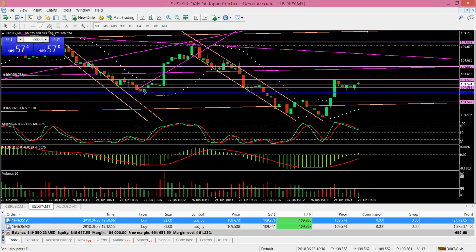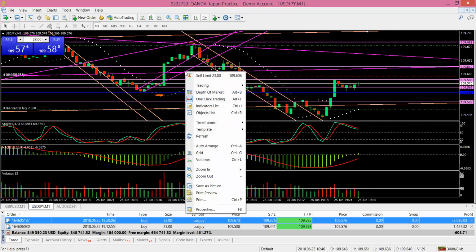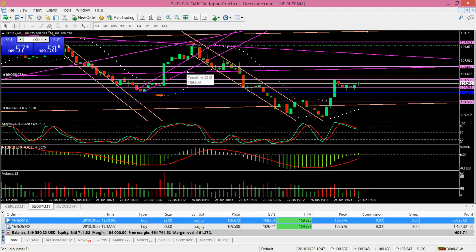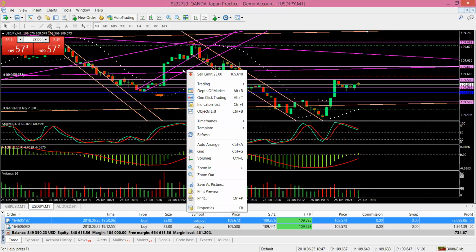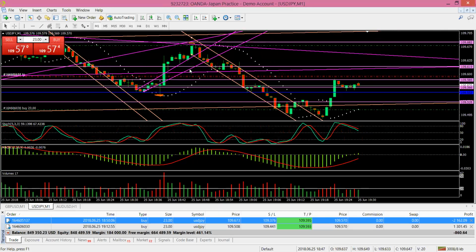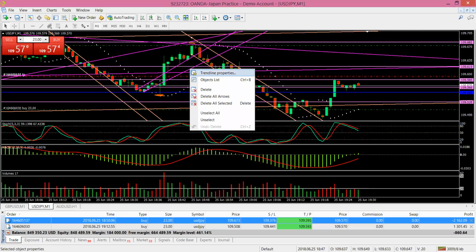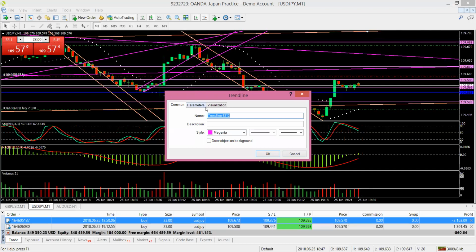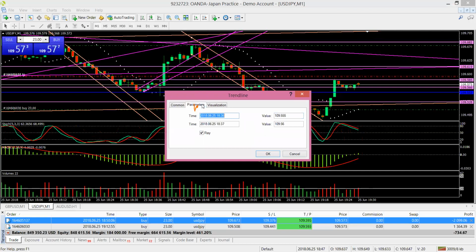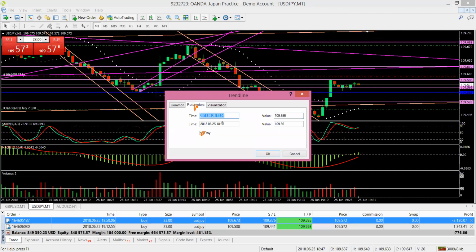No, I want this bottom. Yeah, but I don't need the entire trend line. So can you just shorten it? Just right click on the line. Right click on the line, then remove the ray function. Not left click, right click. Or go to properties. You got to select the trend line and then, under trend line properties, just go to parameters. Yeah, then just uncheck this one, ray. Yeah, click OK.